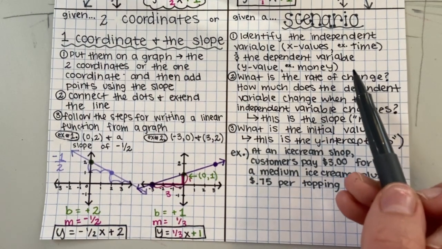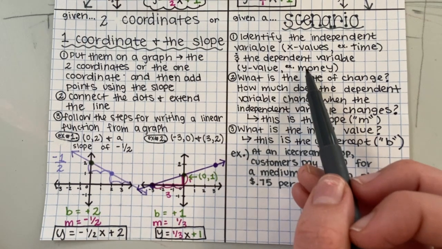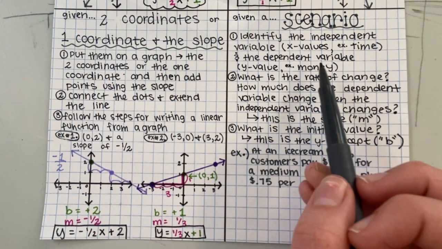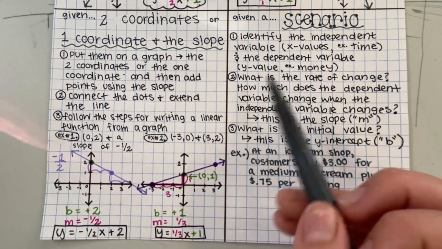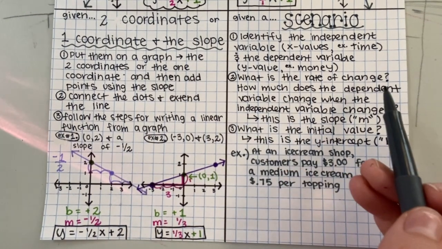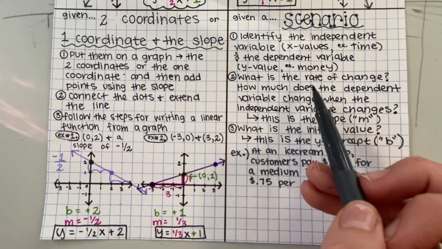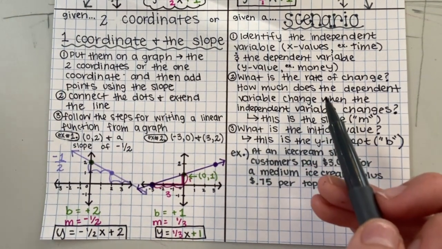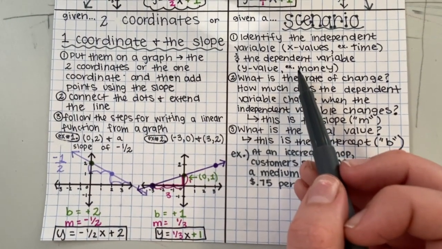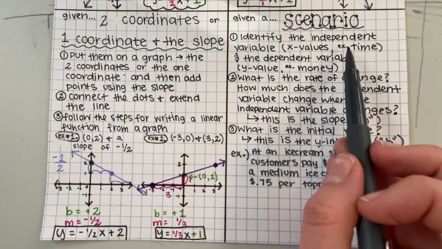We also need to identify our dependent variable. Our dependent variable, a lot of the times, is money. A great example of figuring out what my independent and dependent variable is, is a pay per hour. So if I make $15 per hour, I know that my dependent variable, what's changing, is the amount of money I make, and that changes. It's dependent on the number of hours that I work. So that helps us identify independent and dependent.